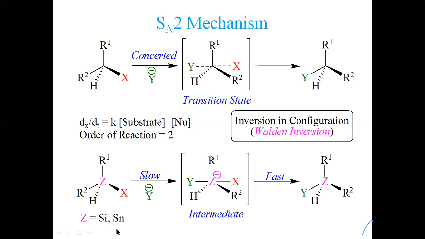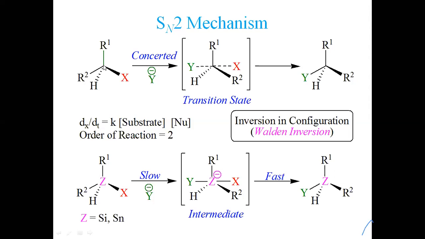I have presented here in the center a Z atom. Z is not carbon in this case, keep in mind. Z is silicon or tin. Carbon, silicon and tin are in the same group. Carbon family: carbon, silicon, tin, lead. All of them are in the same group, belonging to the carbon family. But the chemistry exhibited by silicon and tin is entirely different from carbon chemistry.